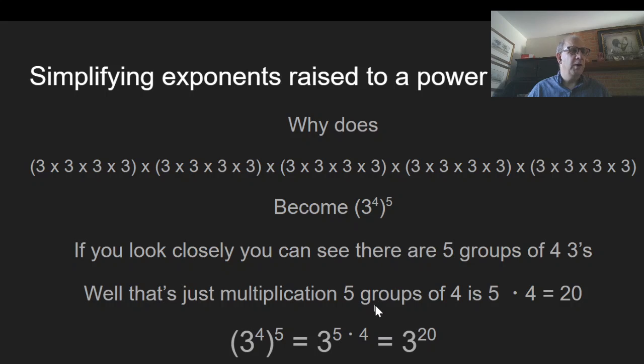Why does 3 to the 4th raised to the 5th power become 3 to the 20th? Because we're multiplying the exponents. Okay. Instead of writing out all of these 3's and counting them up, I can say there are 5 groups of 4, which is one of my definitions of multiplication. A number of groups of another number is just multiplying those numbers.